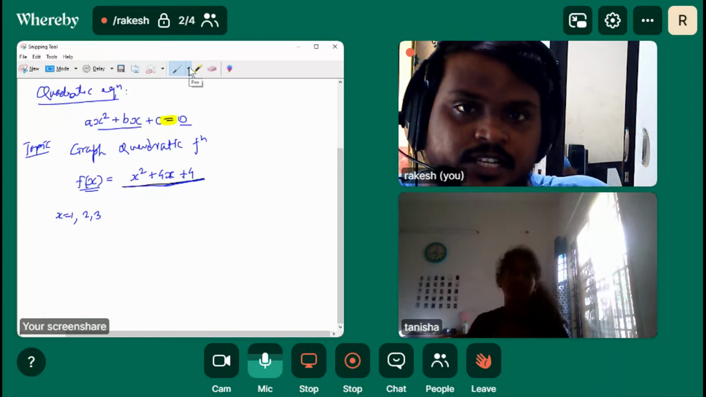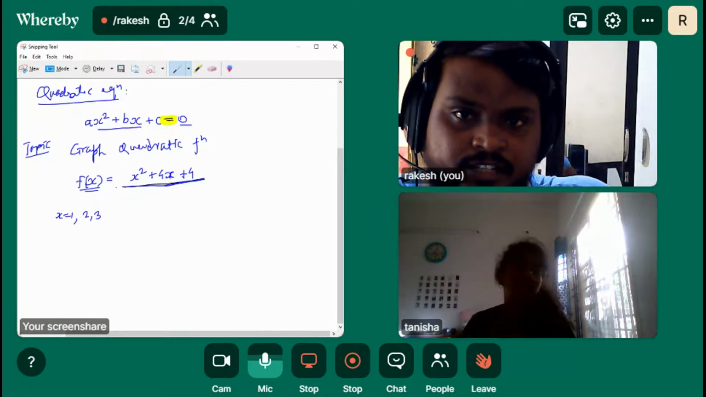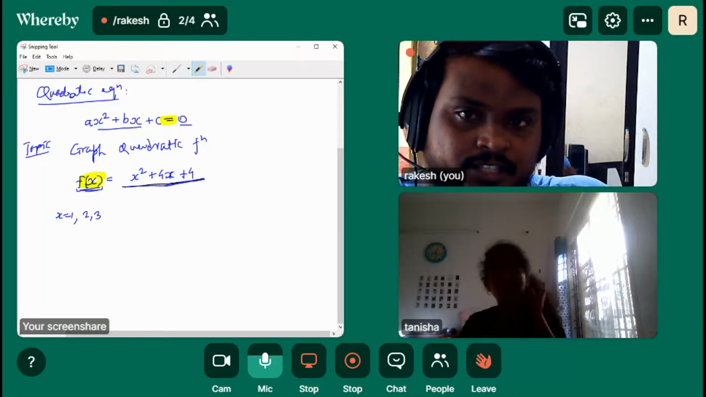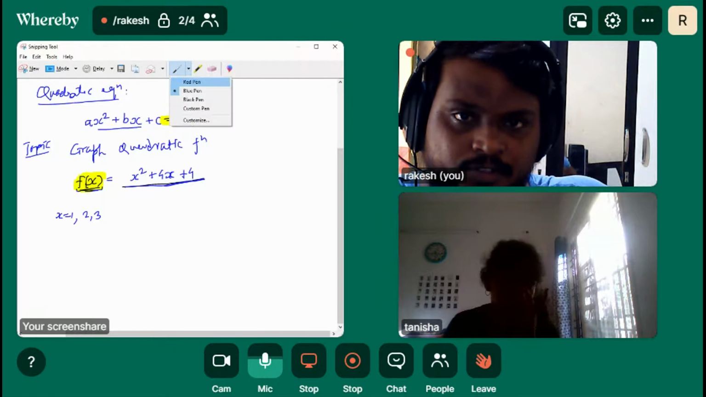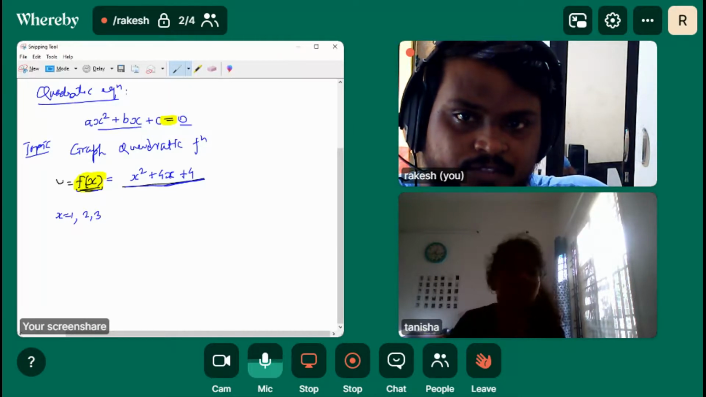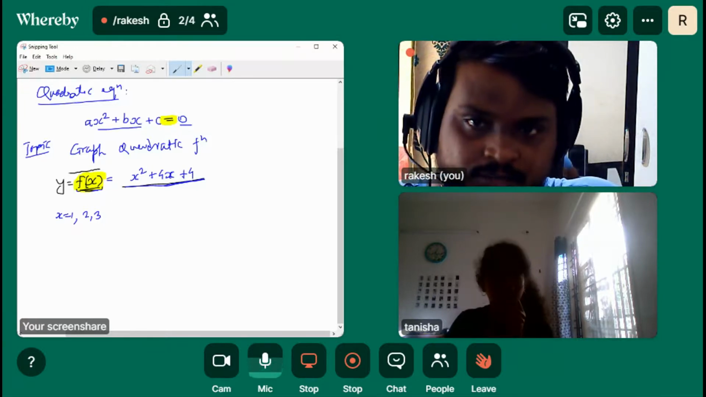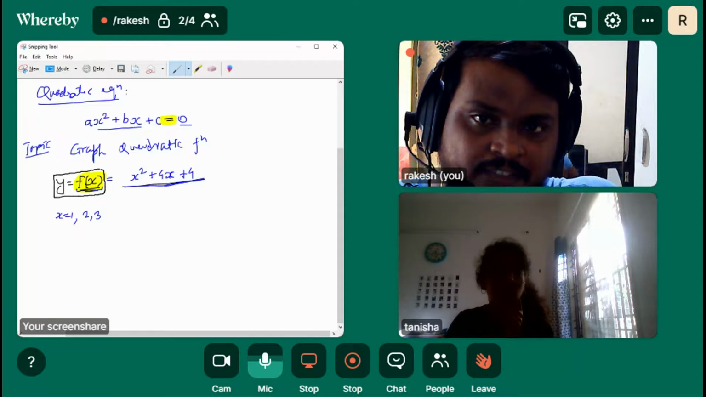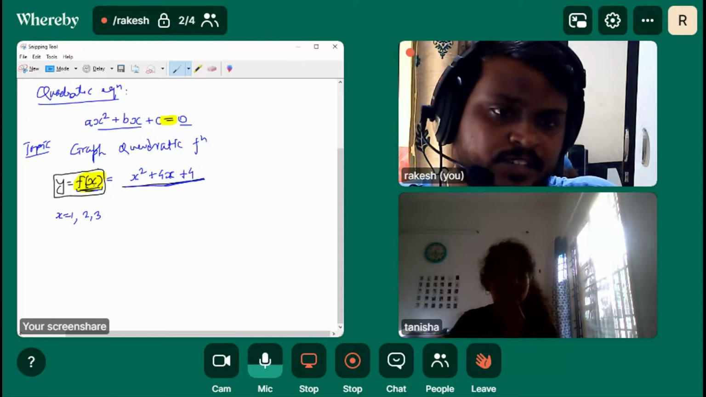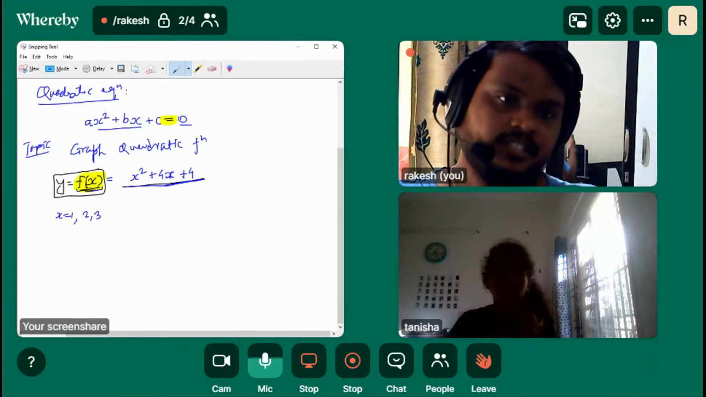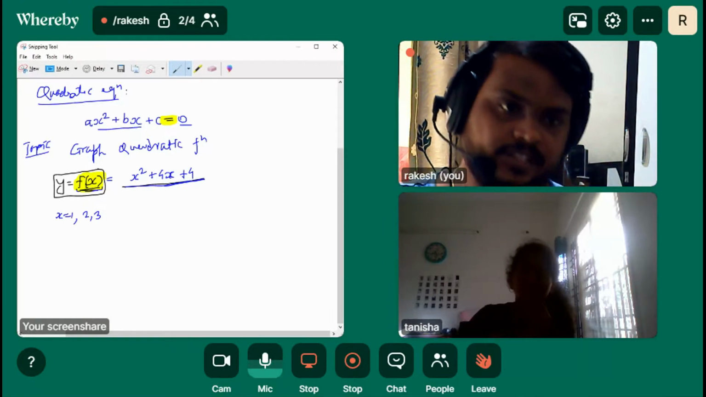Basically, what do you understand here? The value of f of x, it doesn't seem proper for the discussion purpose, so I just write this as y. So what does this mean? y is functioning in terms of x, means y changes when x changes. That is what the function means.